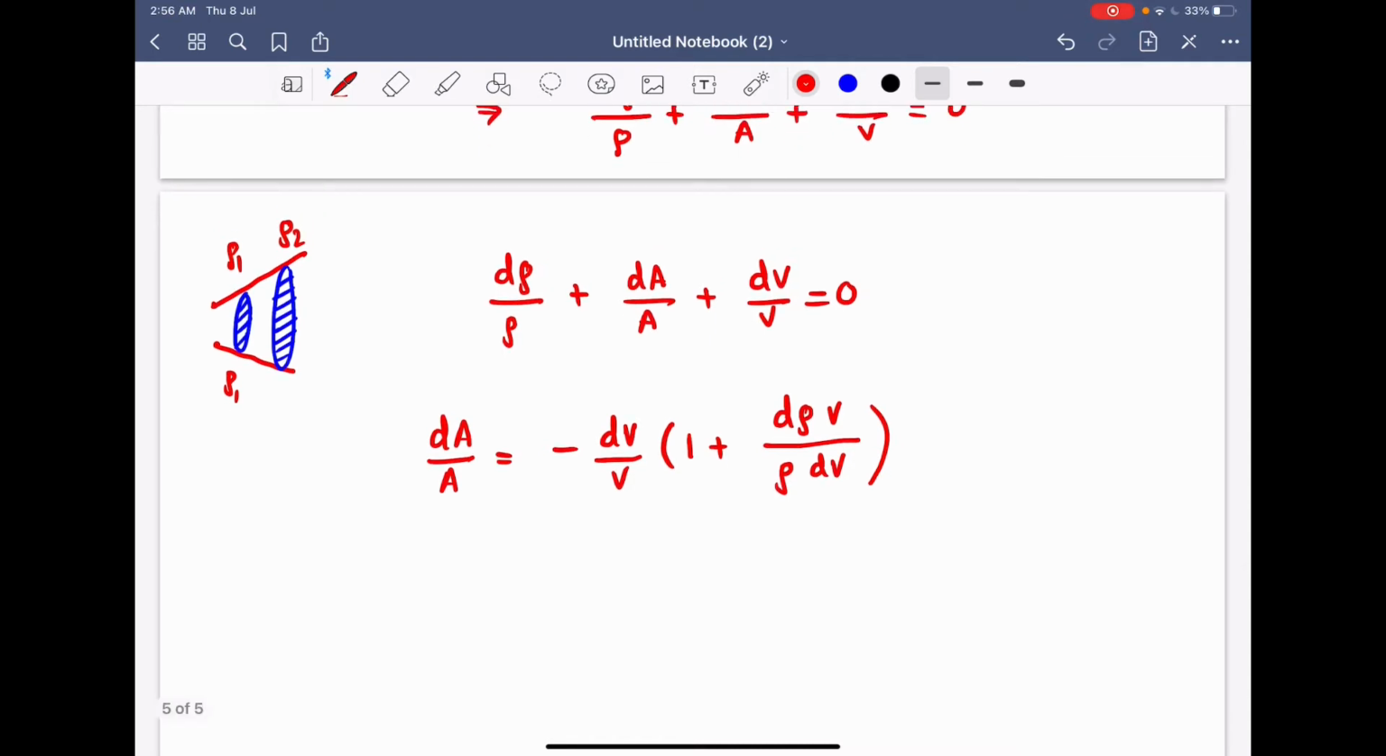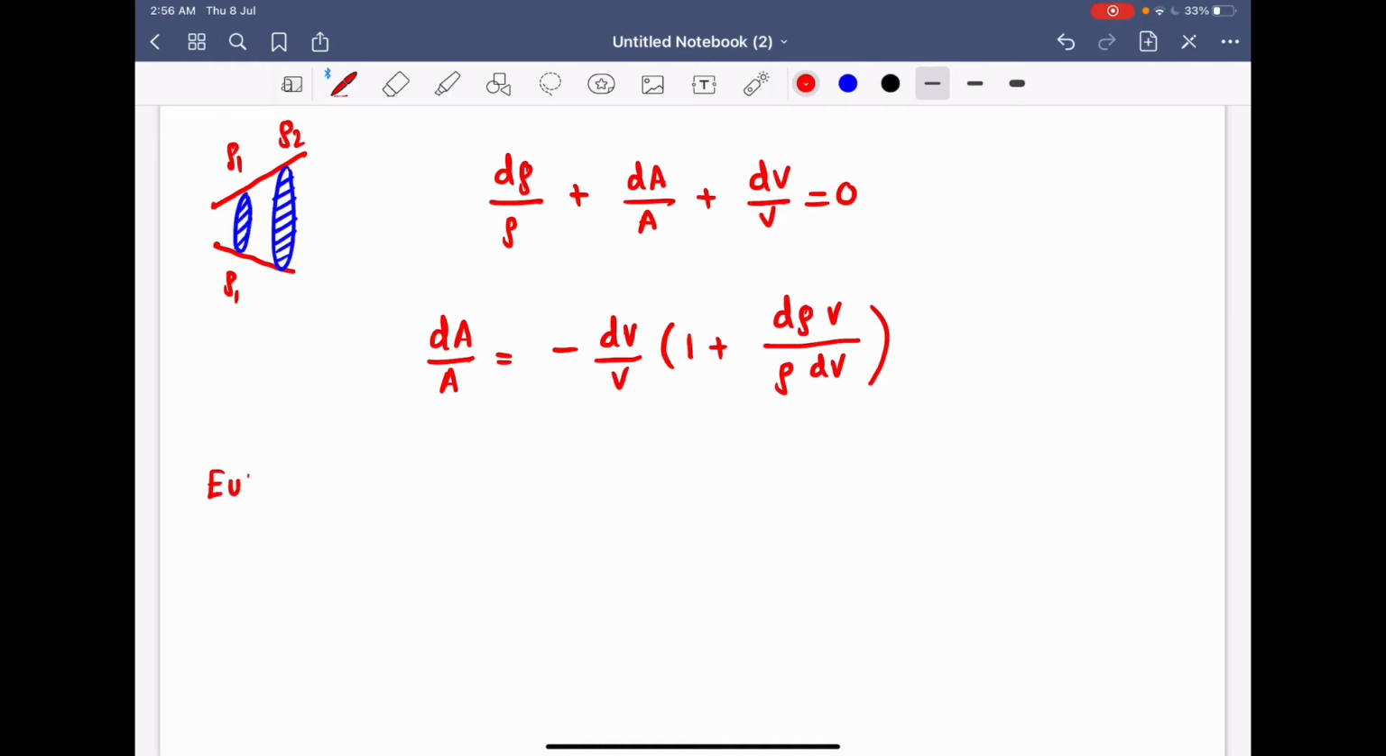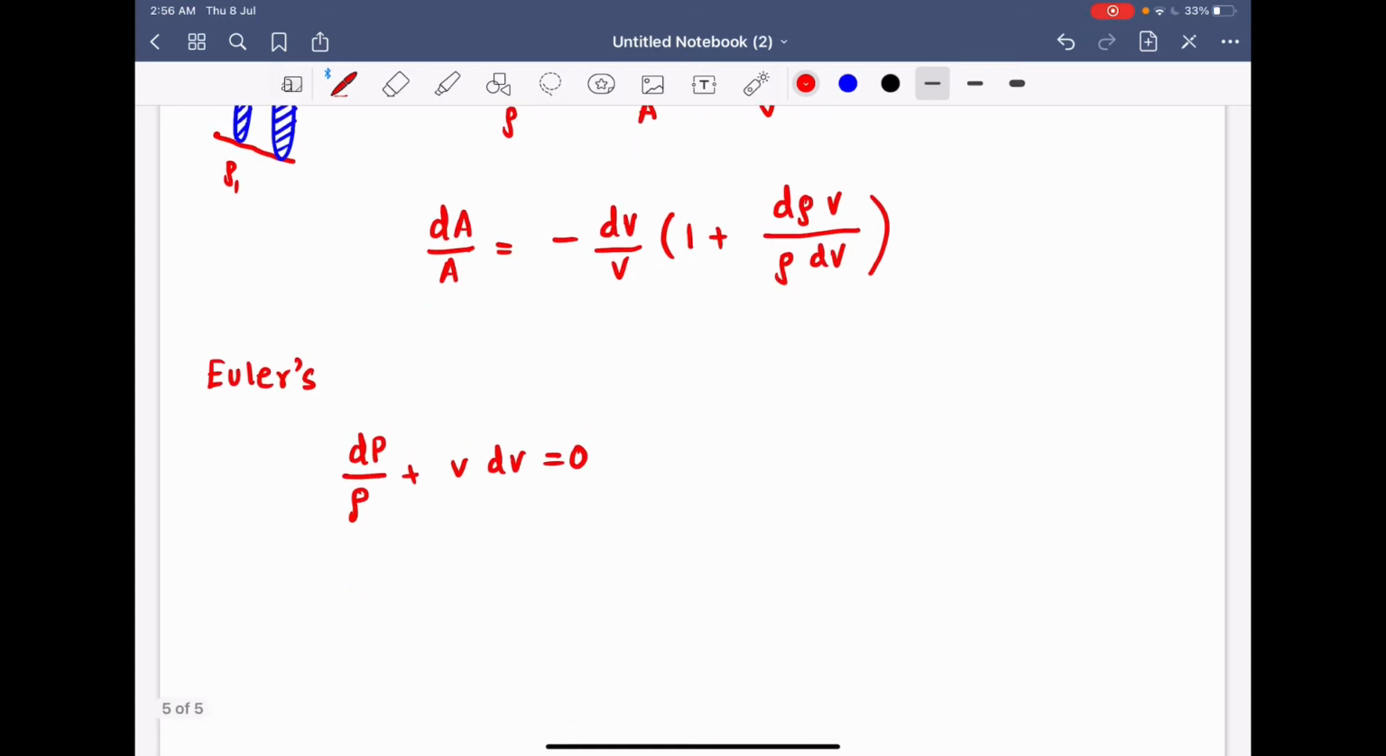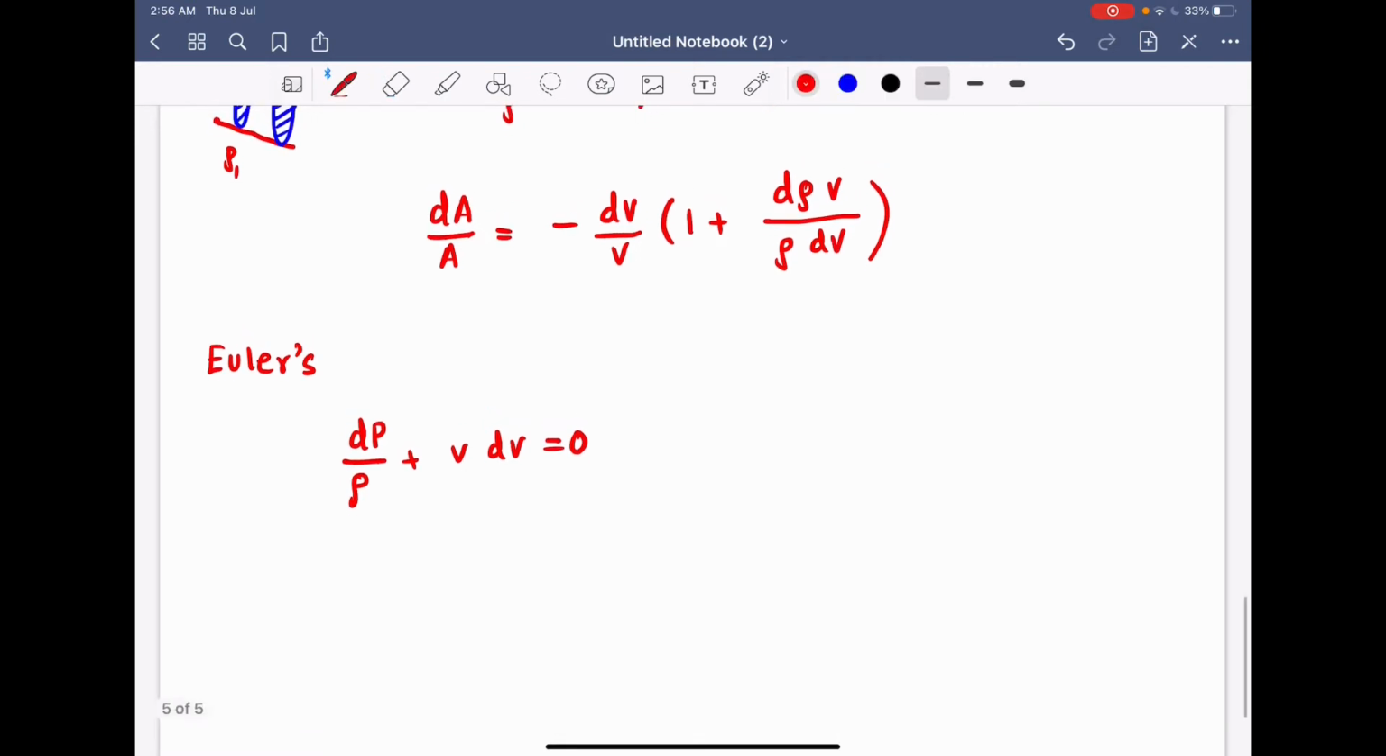And we know Euler's equation of motion, dp by rho plus V dV is equal to 0. If I substitute the Euler's equation of motion, what will I get? I am just dividing Euler's equation of motion by V square. So dp by V square into rho plus dV by V is equal to 0, right? And my intention from here is to get dV by V, right?